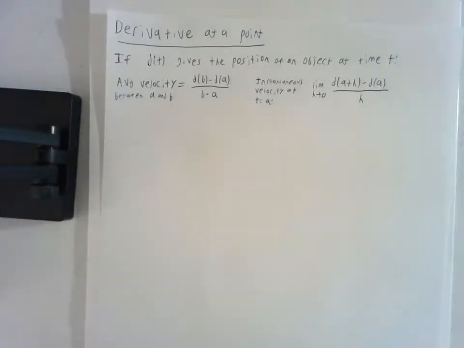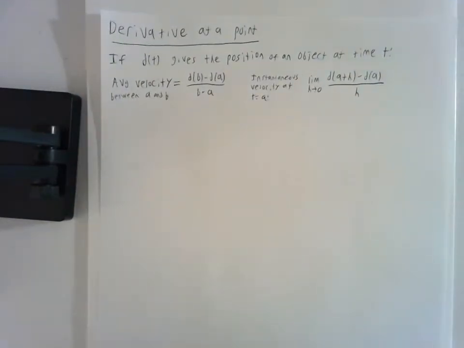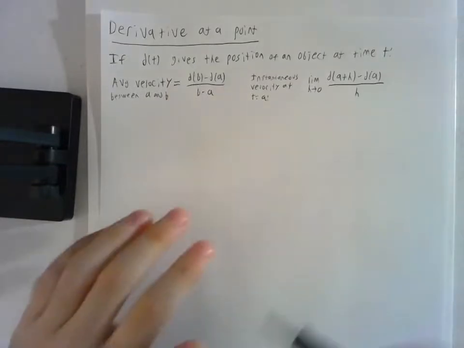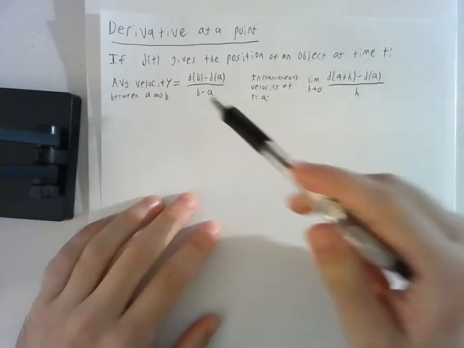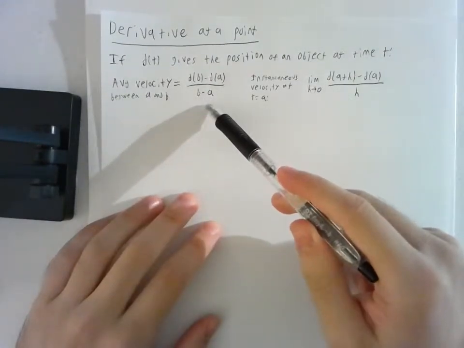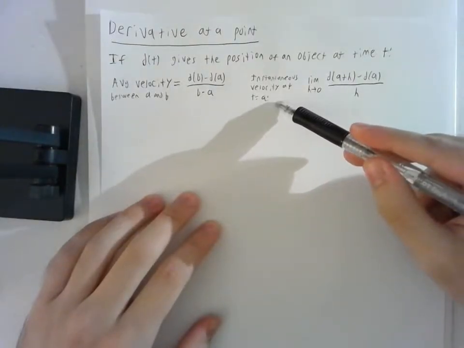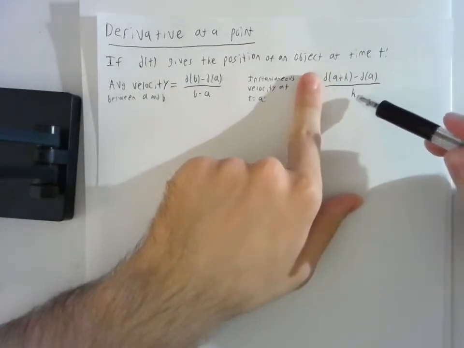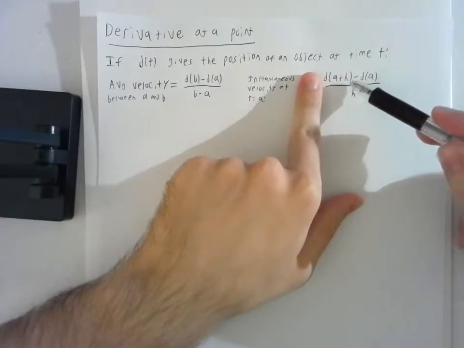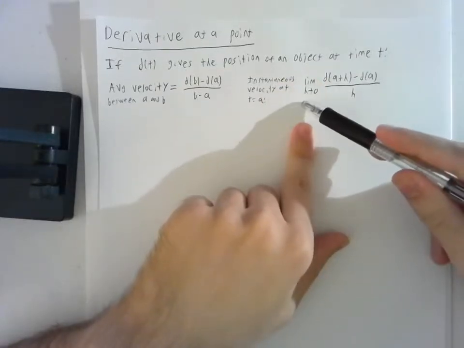Okay, so in the last lecture, I introduced the idea of average velocity and instantaneous velocity. So if d of t is a function which gives the position of an object at time t, then we had a formula for the average velocity between two time points. And we could also compute the instantaneous velocity at a single point by taking the average velocity on a small interval near that point to get an approximation to the instantaneous velocity. Then to get exactly what the speed is at that point, we took the limit as h approaches 0.